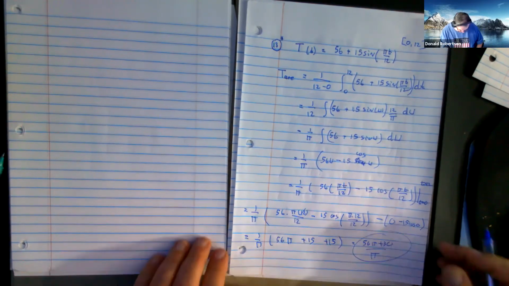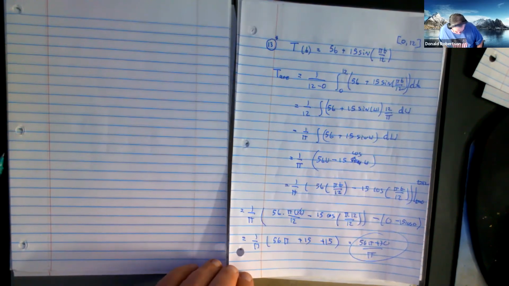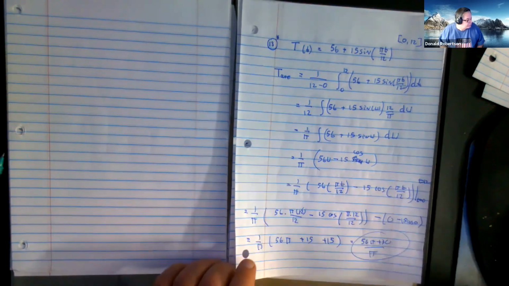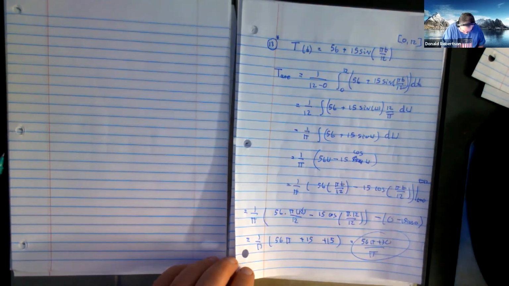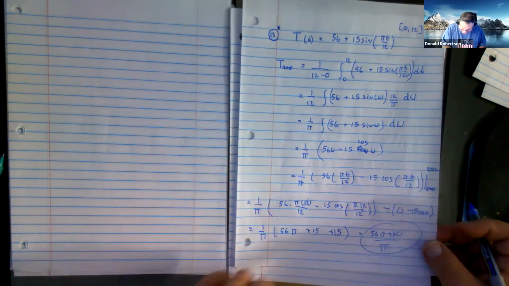If I made a mistake there, it's just in calculations. Looks a bit ugly. I thought it would be nicer than that. I was hoping that those two would disappear and you just get 56, but evidently I was wrong. Okay, so we are finished with average value of a function.